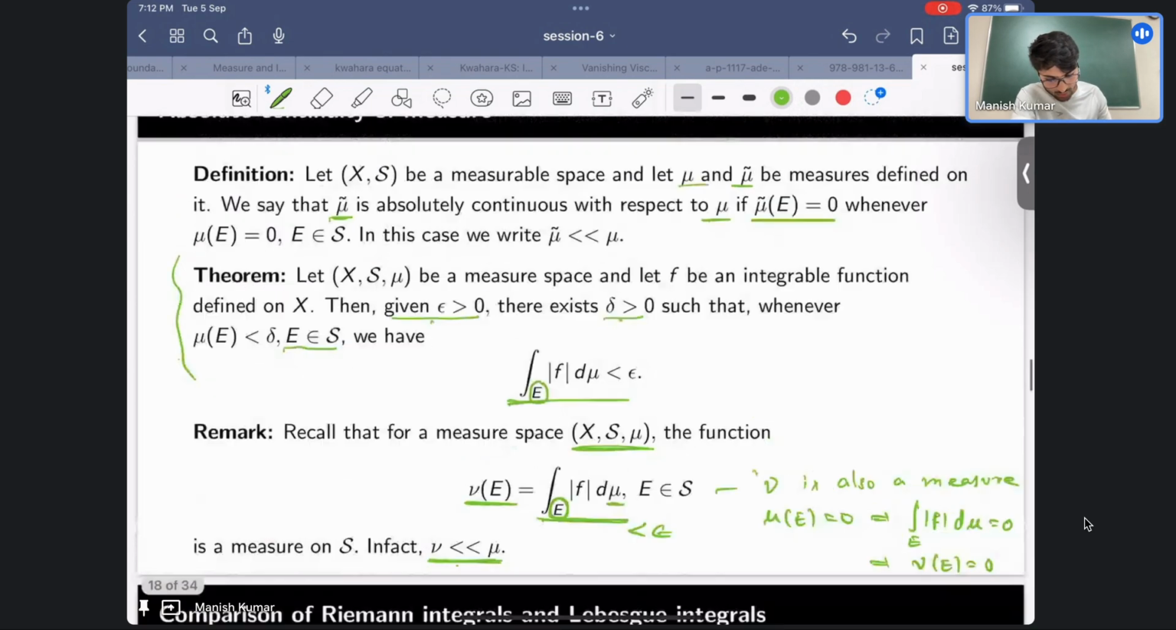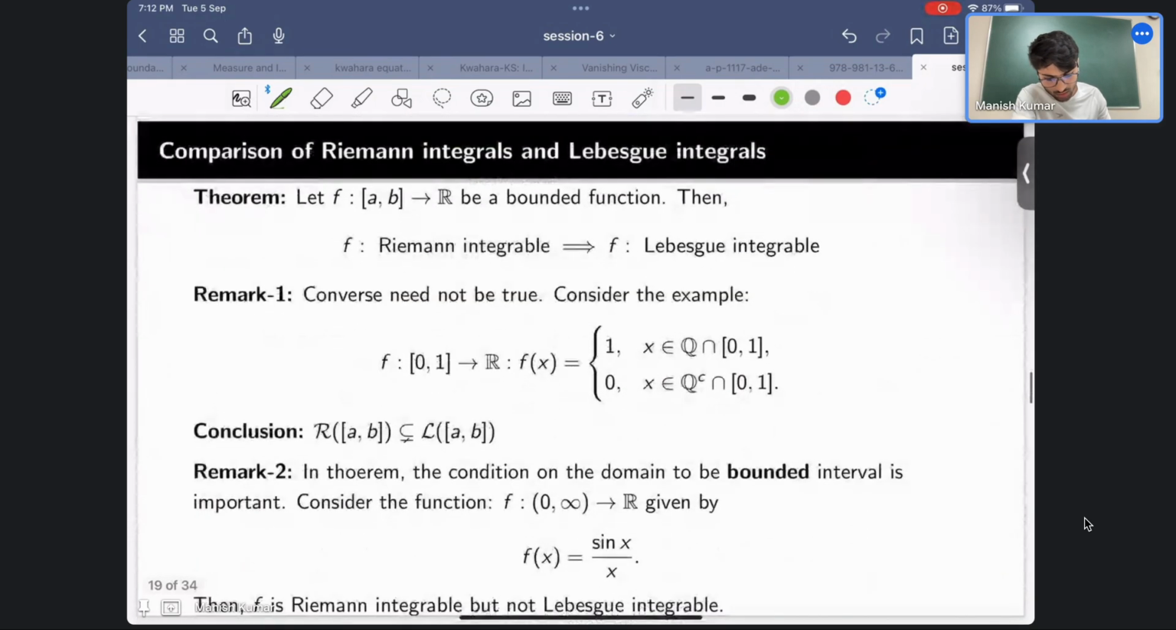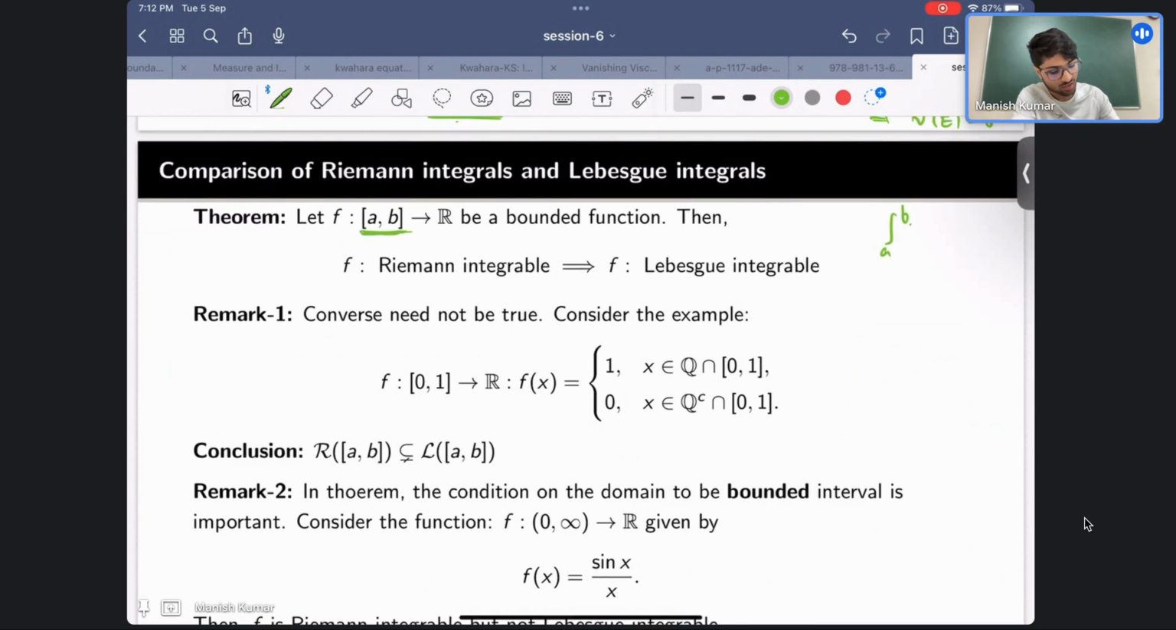If this is done, then let's come to the comparison of Riemann integration and Lebesgue integration. For Riemann integration you learned about the integral over AB only when A and B are finite, and for the infinite case you learn using the limit of B going to infinity. This is how you define Riemann integration: definite and indefinite. We are just concentrating on this bounded interval, where you know how to define Riemann integration.